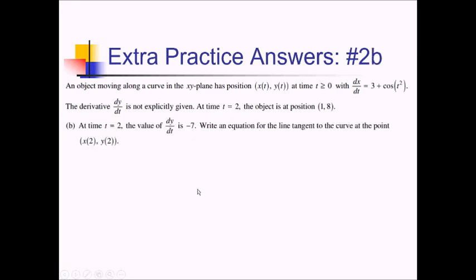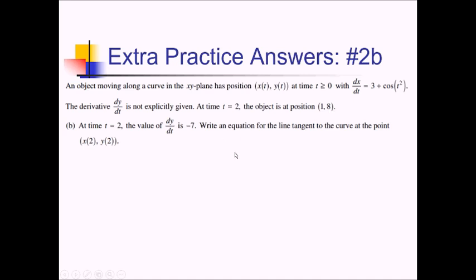On this problem part, they're telling us at time 2, the value of dy over dt is -7. They want the equation of the tangent line at the point x of 2, comma y of 2. Okay, so for a tangent line, we need an x value, a y value, and a slope. We actually have the x and the y value. They said up here at time 2, the object is at position 1, 8. So that is the x and the y value we need.